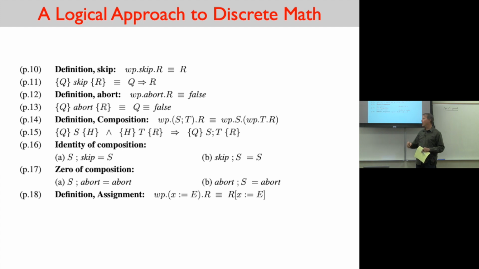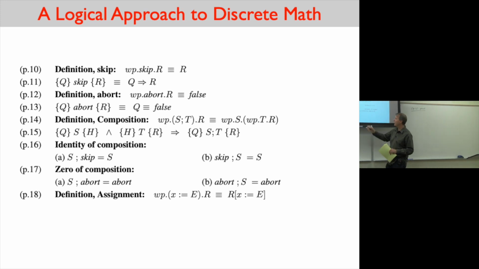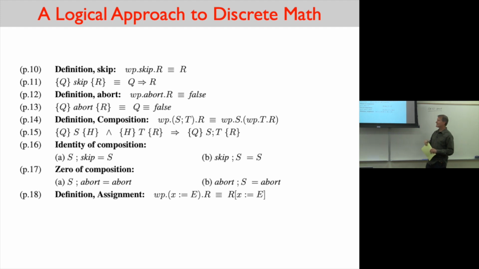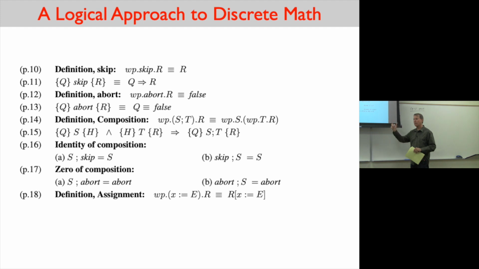Are you with me? So now, what does it mean for two statements to be equal? How can skip be equal to S? It says S followed by skip equals S. We're saying those two statements are equal. So how do you prove that two statements are equal? We mentioned this last time. How do you prove that two programs are equal?